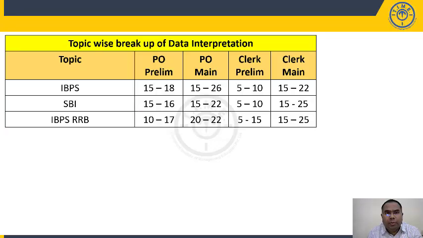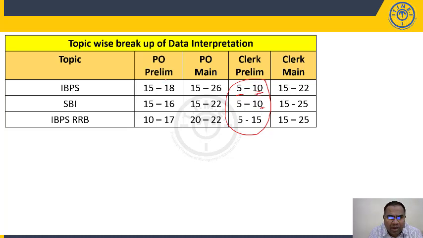Now, when we look at the topic-wise breakup of data interpretation, we are discussing questions on IBPS clerk prelim, SBI clerk prelim, and IBPS RRB clerk prelim. 5 to 10 questions in IBPS clerk prelim, 5 to 10 questions in SBI clerk prelim, and 5 to 15 questions in RRB clerk prelim. So, minimum 5 to maximum 10. Maybe if you observe the last 1-2 years, the exam is conducted in several slots. In most of the slots, there were 10 questions, right?